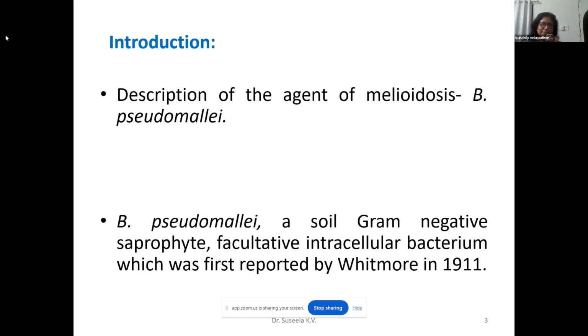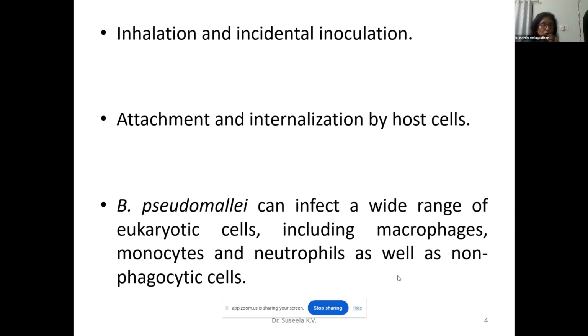Introduction. Melioidosis is an infectious disease caused by a saprophyte called Burkholderia pseudomallei. Burkholderia pseudomallei is a gram-negative saprophyte and facultative intracellular bacterium, which was first reported by Whitmore in 1911 from Burma. The bacteria gain access to the human body by inhalation, incidental inoculation, or even by ingestion. The bacteria can be internalized by host cells, as there are receptors on host cells to which the bacteria can attach and get internalized.